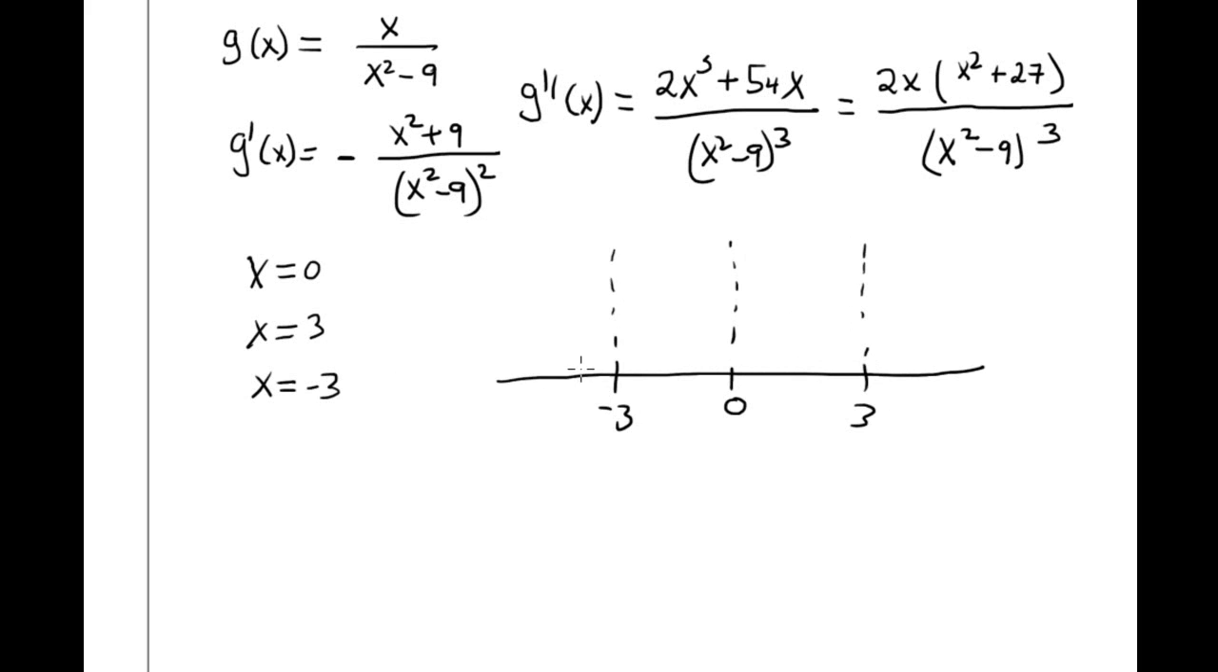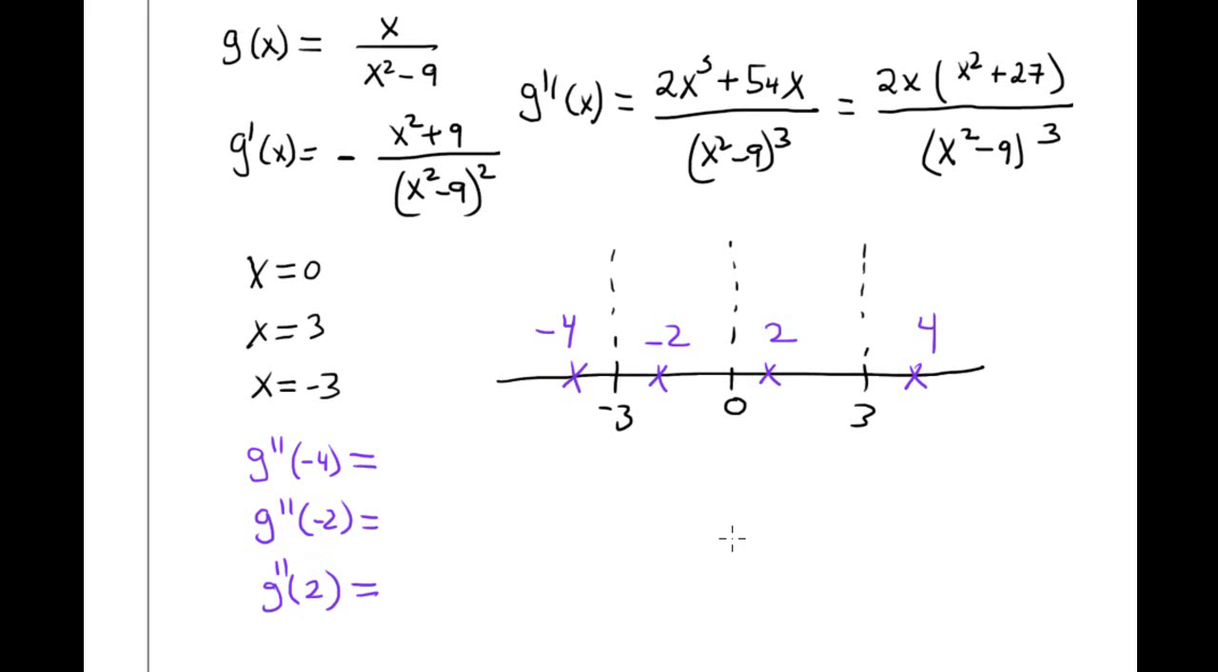maybe negative 4, maybe negative 2, maybe positive 2, and maybe positive 4, sorry. And you evaluate the second derivative at these values: negative 4, negative 2, positive 2, and positive 4.